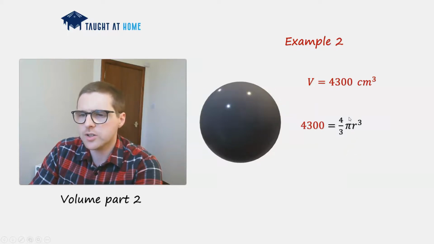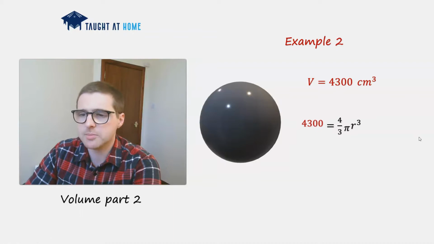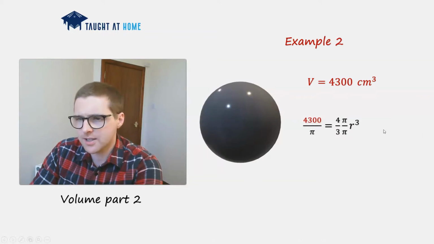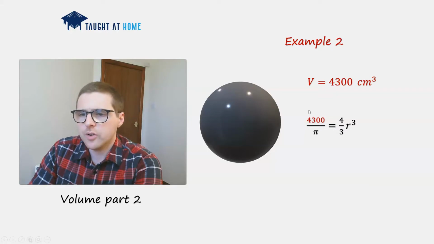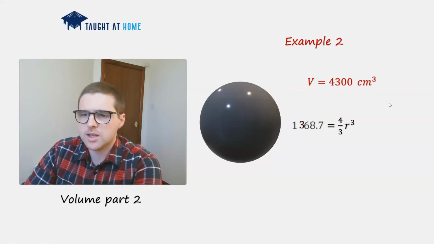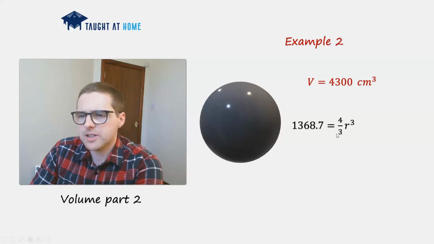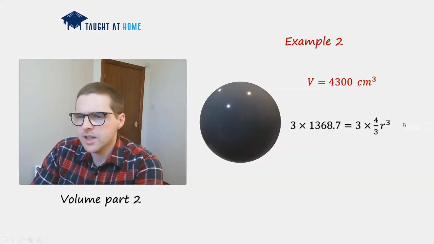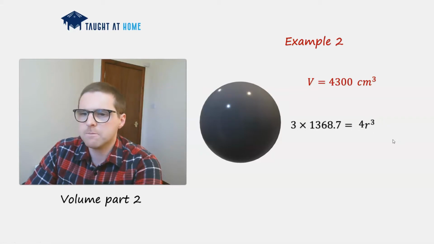So first of all we can multiply by pi to eliminate pi from the right hand side, but we also have to divide by pi on the left hand side. So we're dividing both sides by pi. Now the pi's cancel out on this side, and 4,300 divided by pi is 1,368.7. Now this whole term is being divided by 3, so we can multiply both sides by 3. Now these 3's cancel out, and on the left hand side that comes to 4,106.2 to one decimal place.